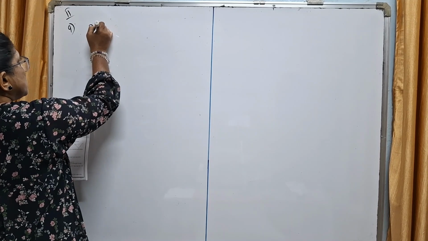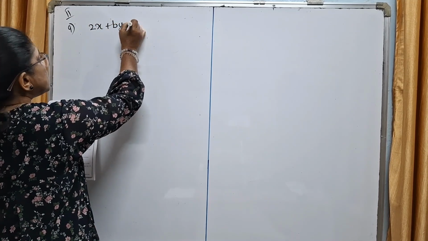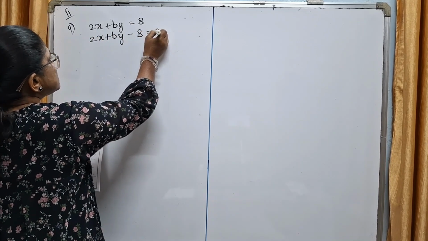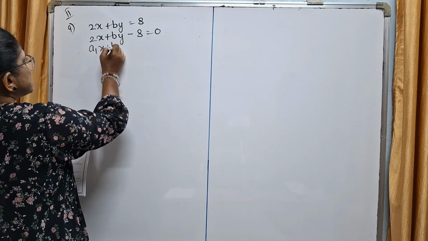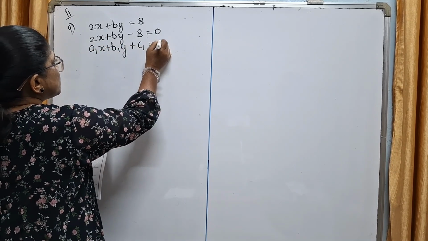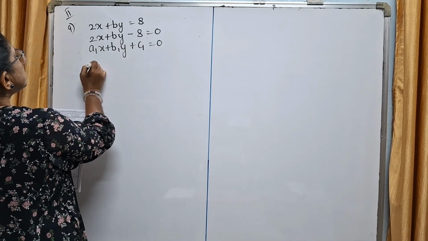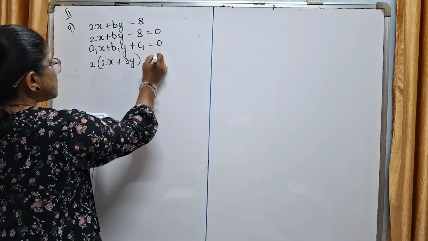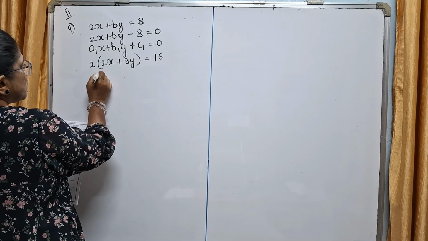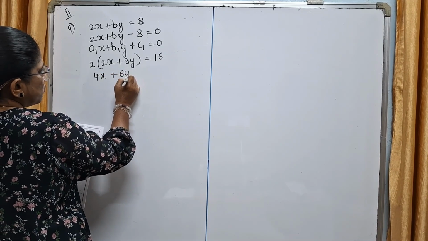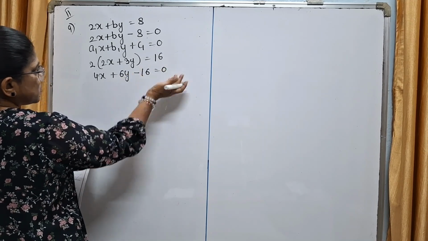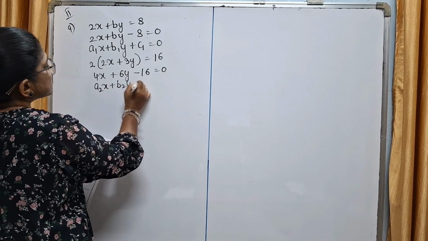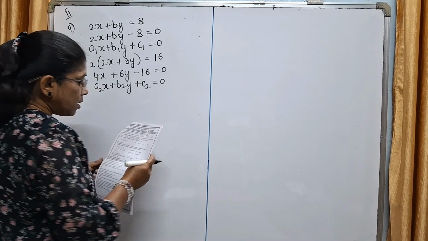Second Roman number, 9th question. Here 2x plus by is equal to 8. 2x plus by minus 8 is equal to 0. Our first equation. Now the second one, they have given something like this. 2 into 2x plus 3y is equal to 16. So here it is 4x plus 6y minus 16 is equal to 0. 16 we are bringing to LHS. So a2x plus b2y plus c2 is equal to 0.